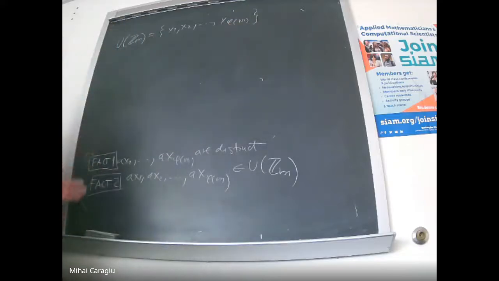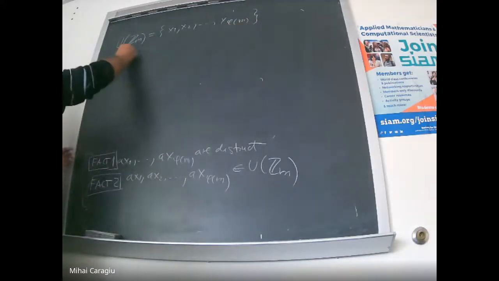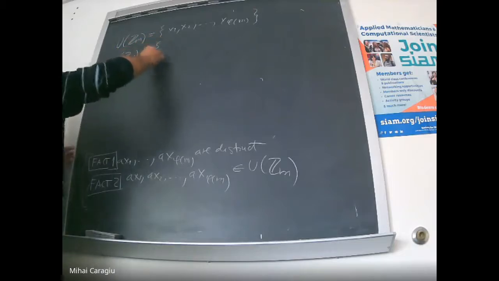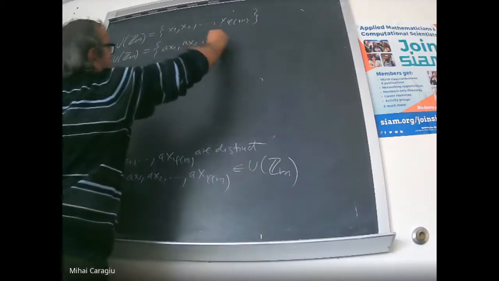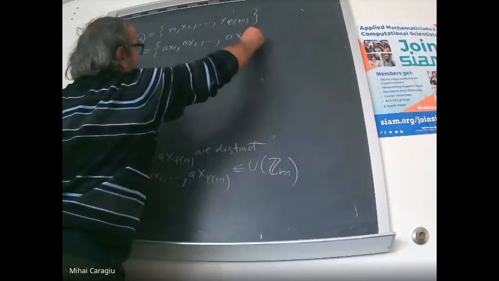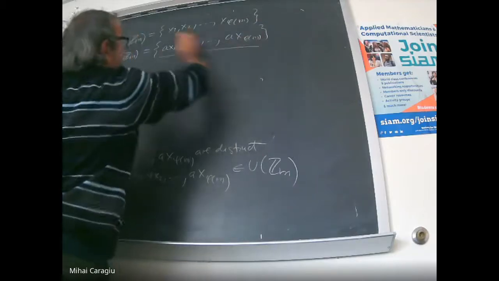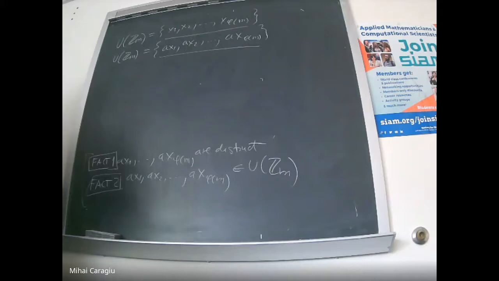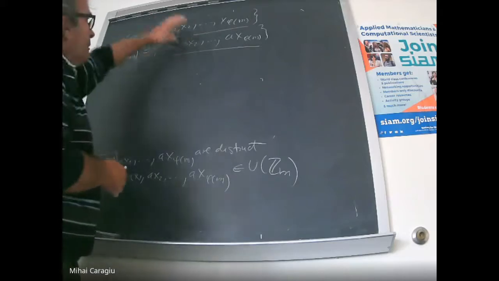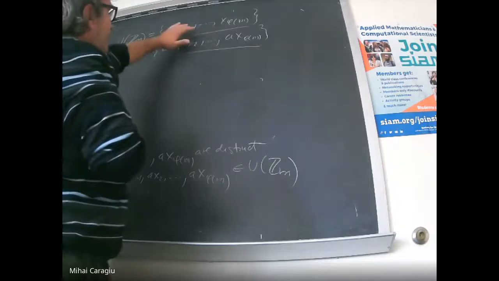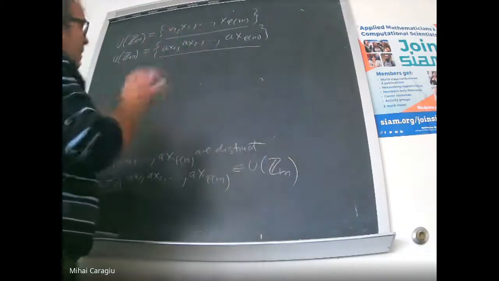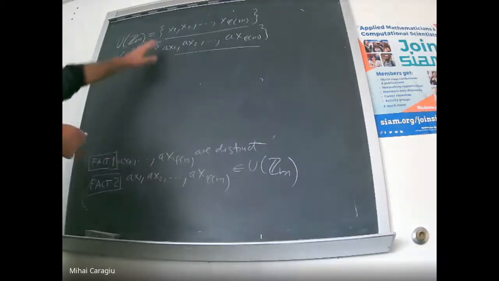And then by using fact 1 and fact 2, the same U of Zn can be listed in a different way as a x1, a x2, through a times x sub phi of n. So this list is the same as the first list, only a permutation: list number 2 is a permutation of list number 1. Right? So if the second list is the same as the first list, only shuffled, the product of the items in the first list must equal the product of the items in the second list.